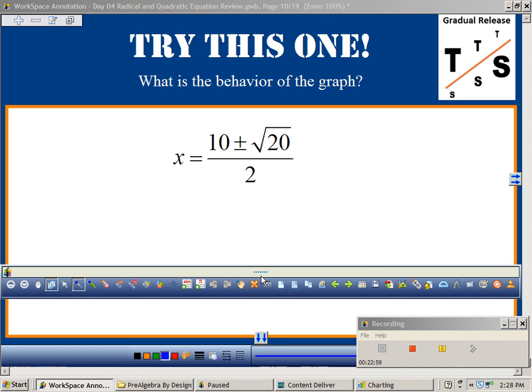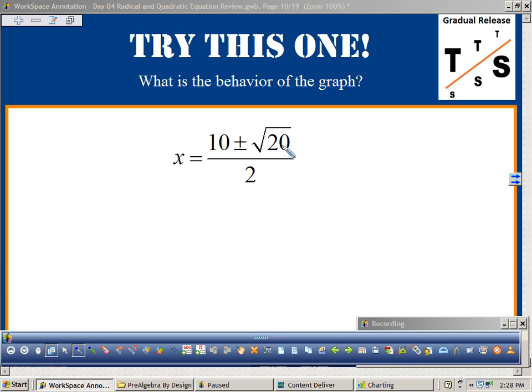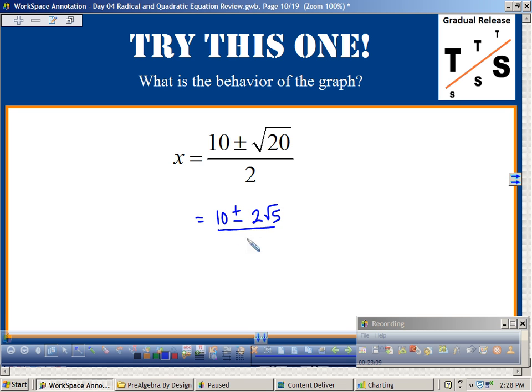Okay, so first of all, I'm going to go ahead and simplify this radical. So that should be 10 plus or minus 2 root 5. Most of you should be able to do that in your head. Okay, that's the first thing you do.